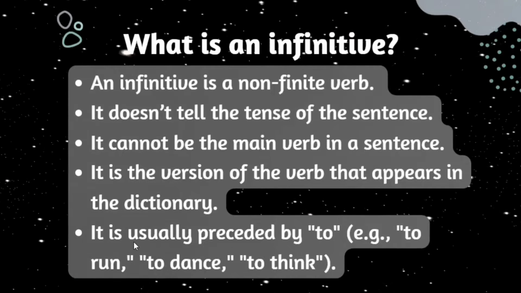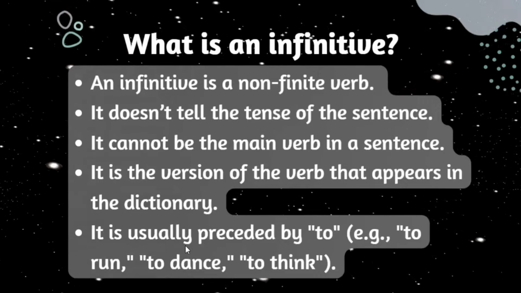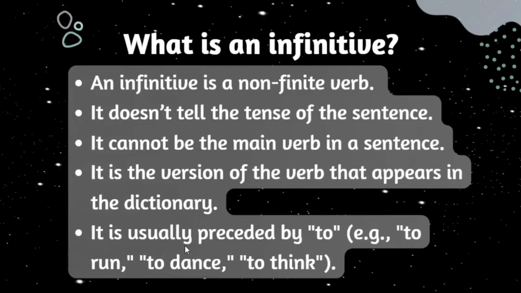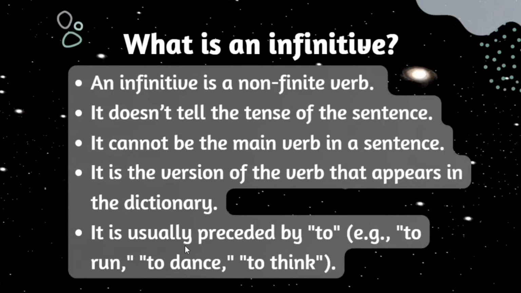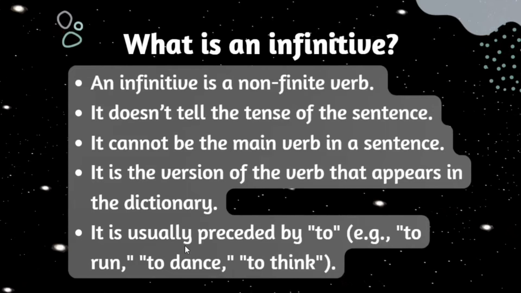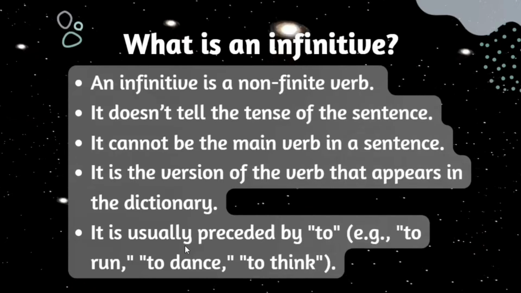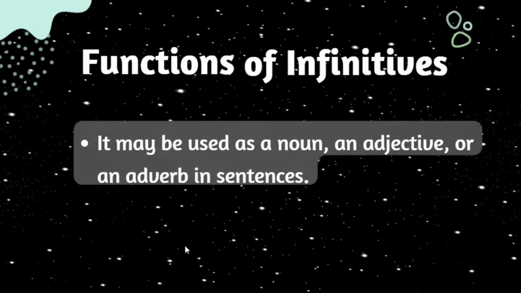Why did I say that it is usually preceded by to? Because sometimes we have infinitives that are not preceded by to. They are called bare infinitives. We will discuss bare infinitives in some other video. Today we are only talking about infinitives with to.